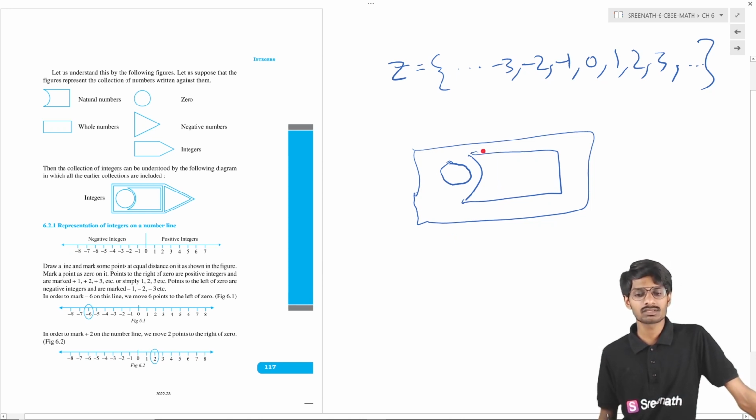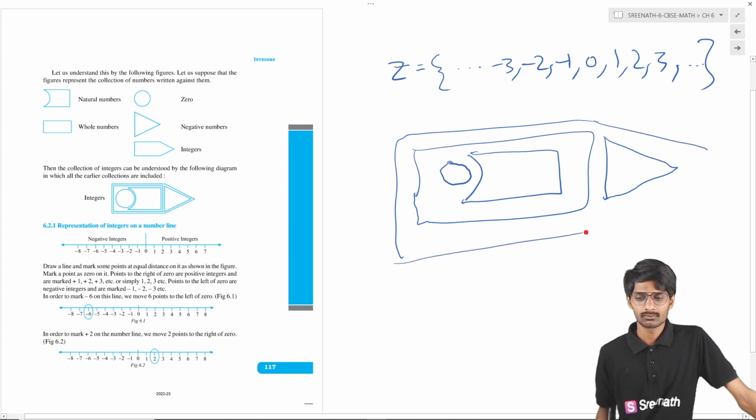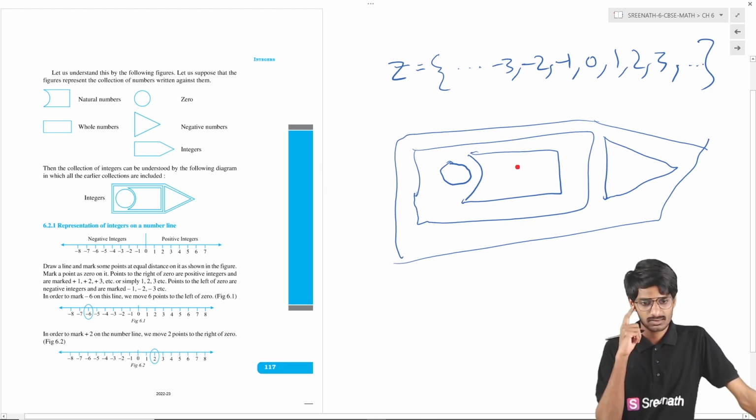Integers have positive numbers, which are natural numbers, 0, and in addition negative numbers. We represent the negative numbers by this. So these are the negative numbers. Finally, what are the integers? Integers means positive numbers, 0 and negative numbers. Finally this outer layer represents the integers, students. In the integers we have negative numbers, positive numbers and zero, the whole numbers.